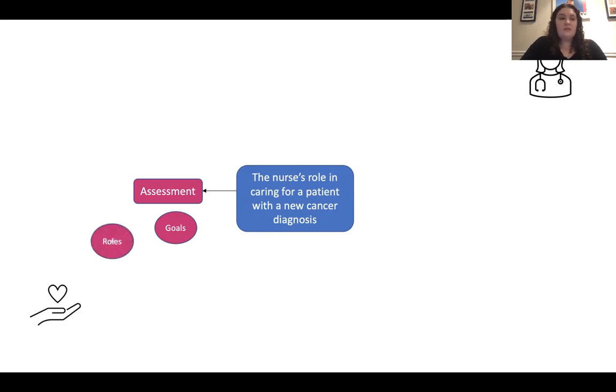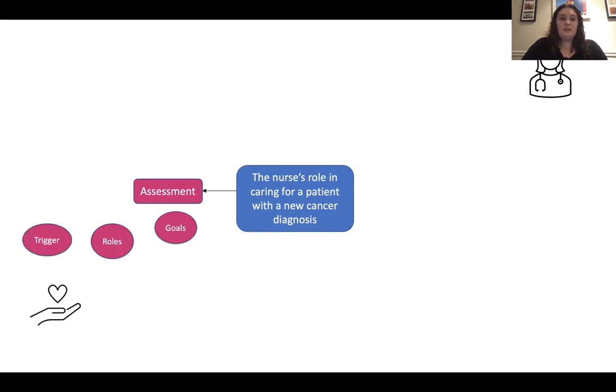As part of this assessment, the nurse should also ask the patient about different roles they have in their life. Maybe they're the breadwinner of their family and will be out of work for an extended period of time while they're receiving treatment. Or maybe they're a caregiver for someone else. It's important for the nurse to discuss these roles with the patient to determine resources the patient may need down the line. Next is the trigger.